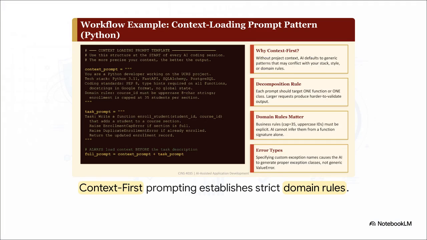And this brilliantly illustrates how those frameworks come to life. When you combine them with context-first prompting, you establish strict domain rules right out of the gate. Take this Python example. The developer establishes the exact tech stack, coding standards like PEP 8, and specific business rules, like capping class enrollment at 35 students, all before even asking the AI to write a single function. Without this upfront context, the AI defaults to generic and often vulnerable patterns. By explicitly defining custom error types and setting that context, you prevent context blindness and practically guarantee a secure architecture.